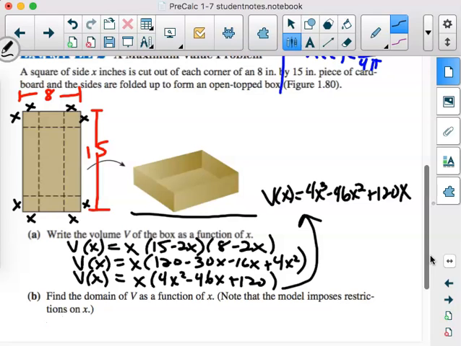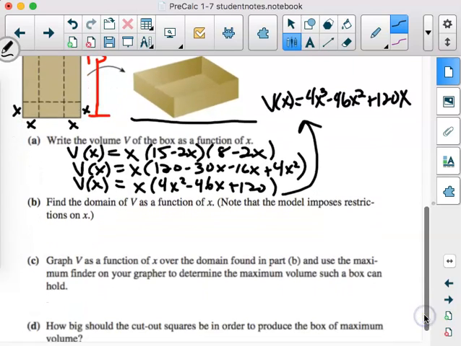And they have some questions for us here based on that information. For part B, it says find the domain of V as a function of x, and it says note that the model imposes restrictions on x. Now, obviously, we have to start with 0, so we know that our domain is definitely going to start with 0. We'll put domain of V, 0. Some would argue that that should be parentheses because we wouldn't have a box if that dimension was 0, and you would argue that rightfully so. But this book sticks with the fact that we start with 0.